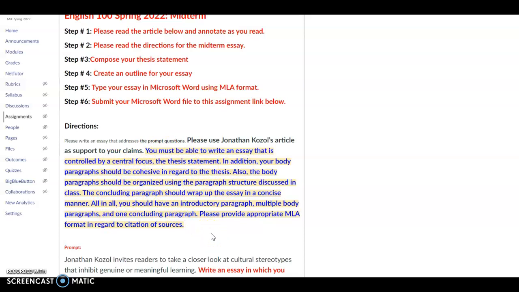All right, so I want you to read the directions that I have here. You must be able to write an essay that is controlled by a central focus, the thesis statement. In addition, your body paragraphs, four body paragraphs, should be cohesive in regard to the thesis. Also, the body paragraphs should be organized using the paragraph structure discussed in our class, which is in our Canvas shell. And remember, that's a thesis statement. Explain your thesis statement.